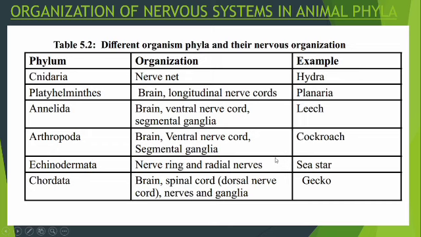And the nervous system of Chordata consists of a central nervous system and a peripheral nervous system. The central nervous system is composed of the brain and the spinal cord, while the peripheral nervous system is composed of nerves and ganglia, and the example is gecko.